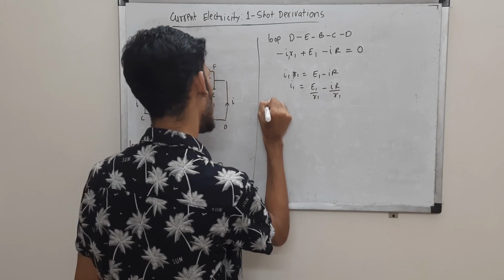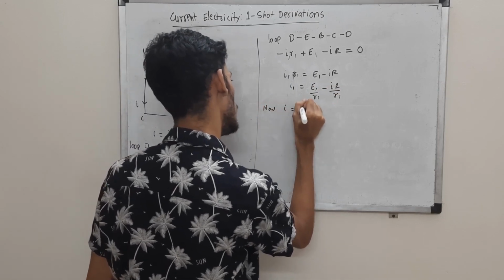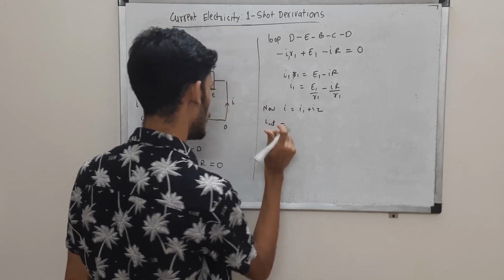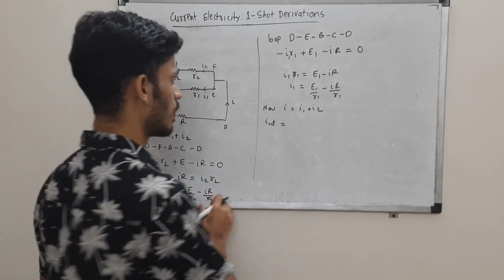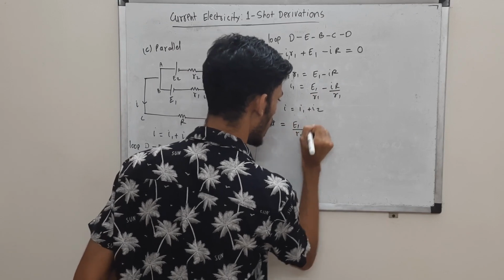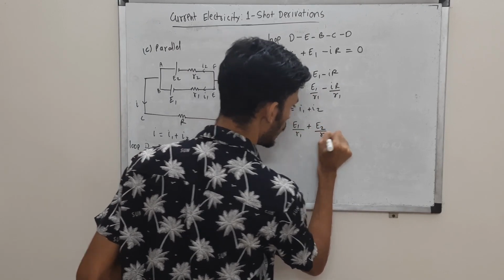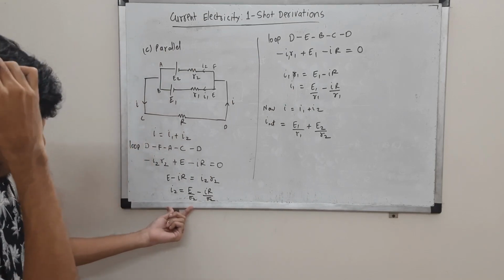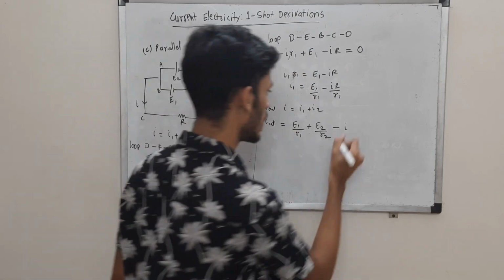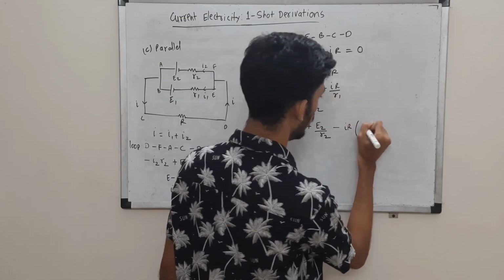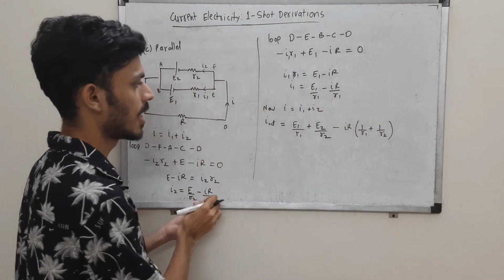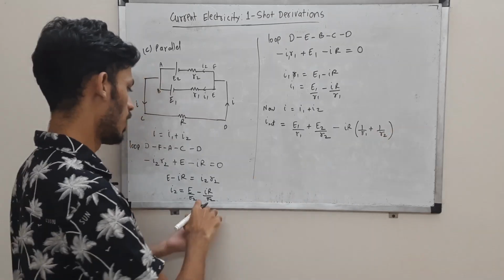Now we can add. We know that I is equal to I1 plus I2, so the net current is I1 plus I2. So net I is this plus this. We can club this together: E1 by R1 plus E2 by R2, and we'll also have minus IR, which is common, and we have 1 by R1 plus 1 by R2.